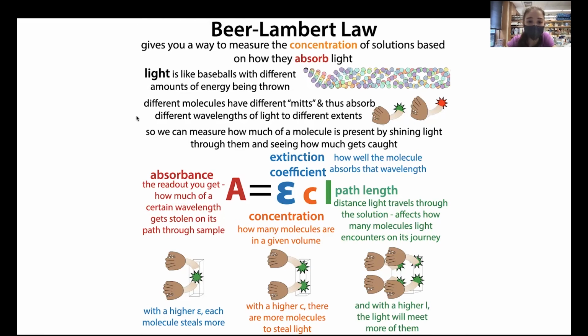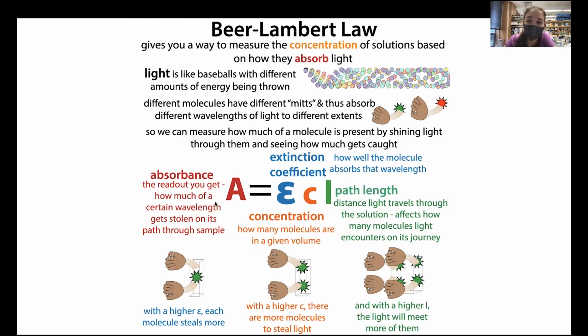So the absorbance, remember, is how much light's not going through, or how much of this light is being caught on its way through. This is the value that the spectrophotometer will give you, and it depends on that extinction coefficient, as well as on the concentration and the path length. The concentration is how many molecules are in a given volume, so with a higher concentration, there are more molecules there to steal the light. And at a longer path length, the light has to travel a further distance, so it's going to encounter more of these molecules.